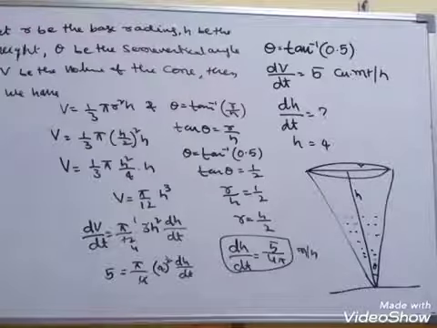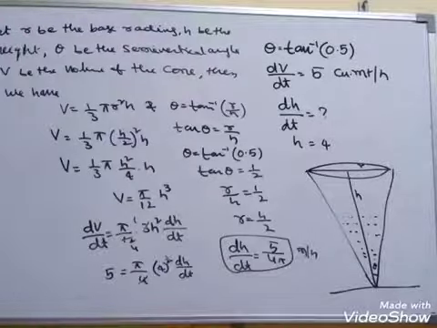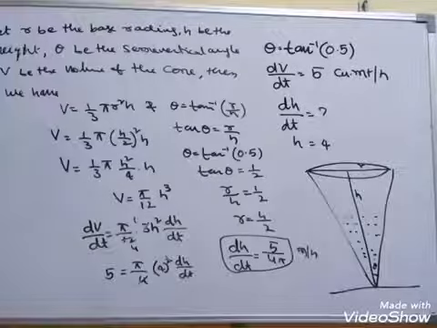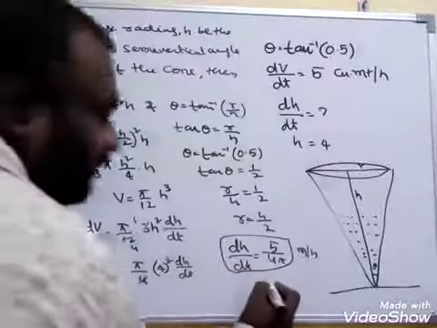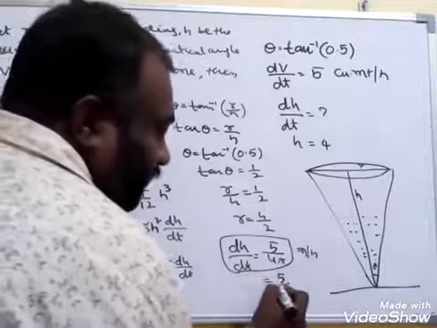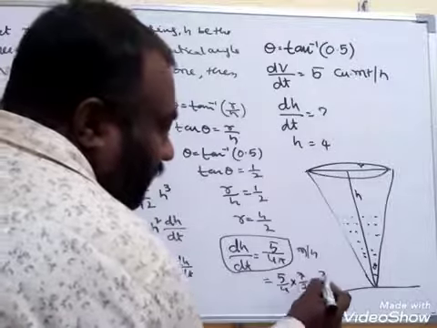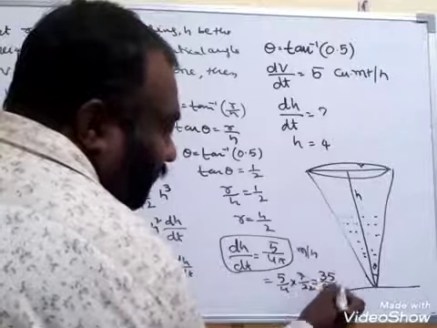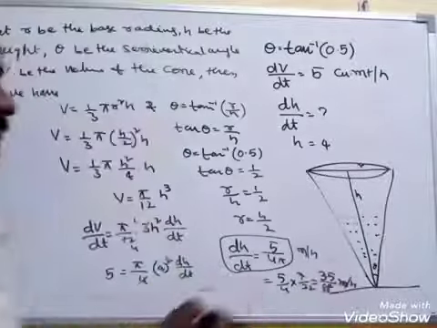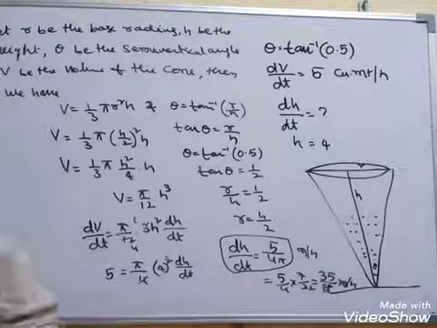Otherwise, if you do not find this answer, pi is 22 by 7. 1 by pi means 7 by 22. If you multiply 5 by 4 into 7 by 22, you are going to get 35 by 88 meters per hour. This answer is compulsory; it is going to be available.